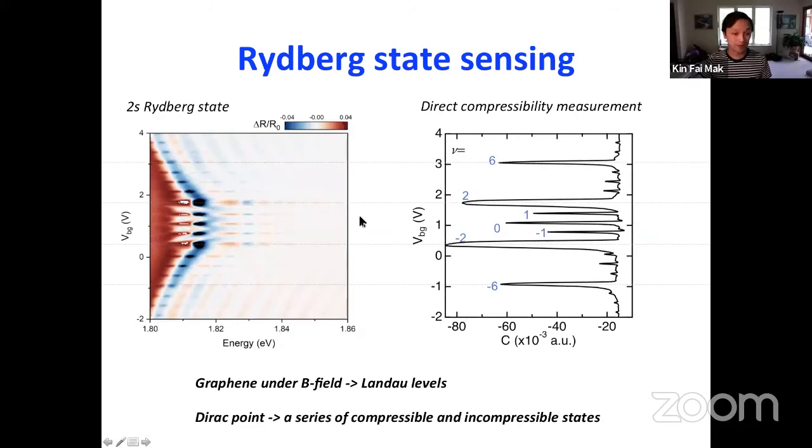Well, you can also turn on the magnetic field in the graphene, and it develops Landau levels. As your Fermi energy sweeps through these Landau levels in the graphene, you can see a systematic shift in the exciton binding energy, which is shown on the left here, which is really a shift in the energy of the 2s Rydberg state, as we tune the Fermi energy through each of the Landau levels.